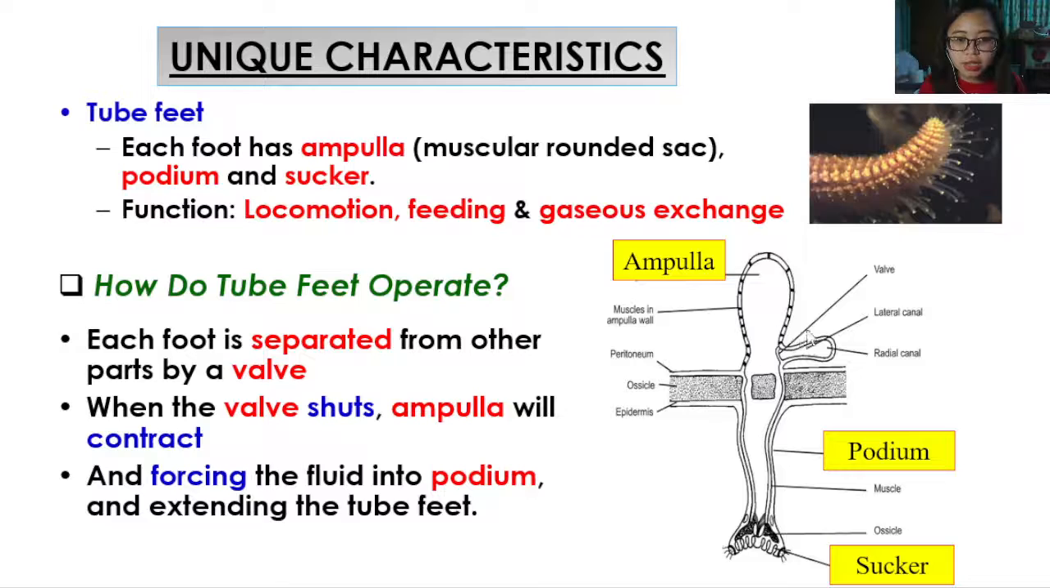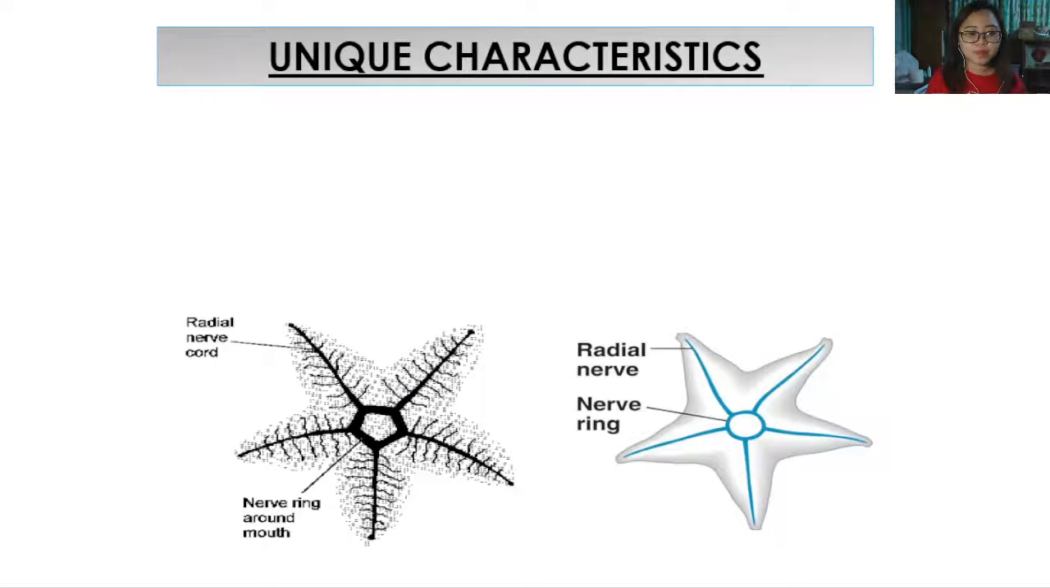So there's this valve over here that connects the tube feet to the lateral canal, and when it is closed, this ampulla, this round bit up here, will contract, forcing water to go down into the podium, and then that makes the tube feet extend itself. So, dia akan memanjang lah. Okay, so yeah.